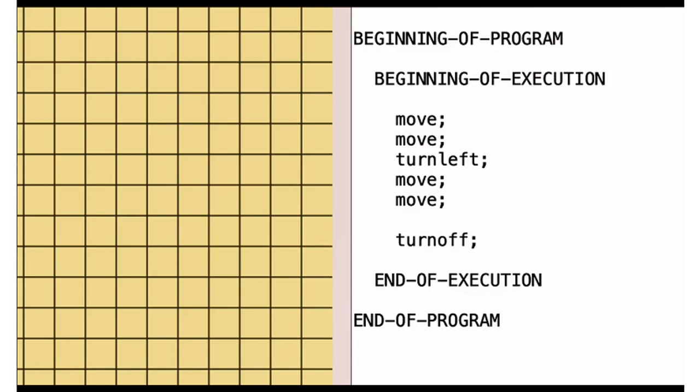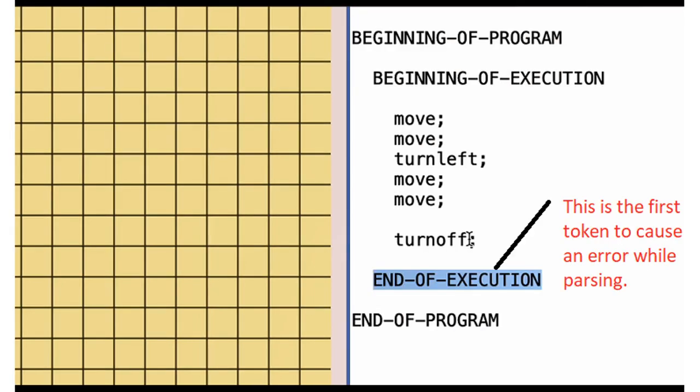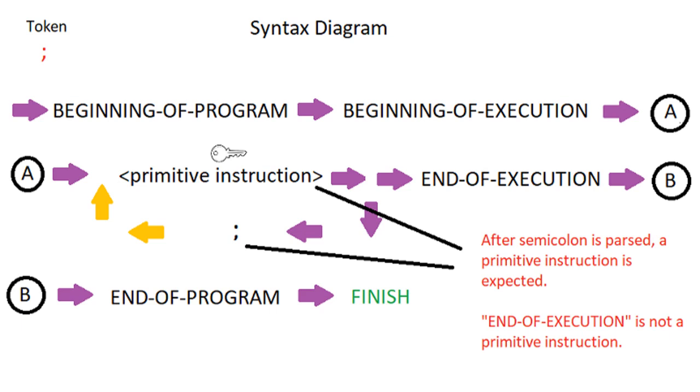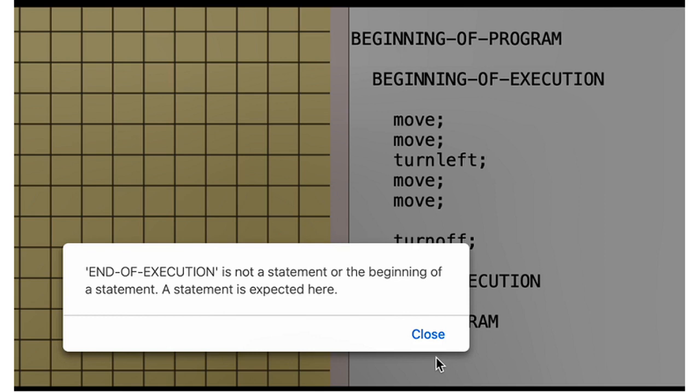In the final example, the end of execution token is highlighted. However, the last token processed correctly is semicolon. When we examine the syntax diagram, we see that an instruction is expected to follow the semicolon. The end of execution token is not an instruction, hence the error.